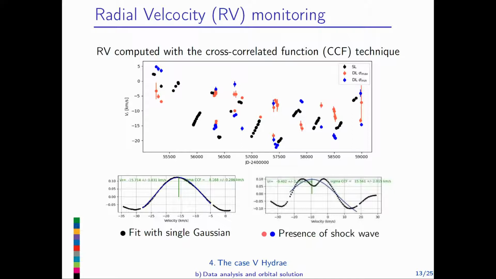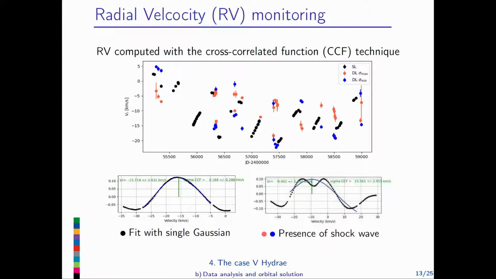Here is the raw radial velocity curve, where we can see that we have two kinds of observation. In black, we have the observations where for the spectrum we have one single value for the radial velocity. Here you have the shape of the CCF, which is a nice Gaussian profile. But for some points, always around light maximum, we have the presence of a double peak CCF.